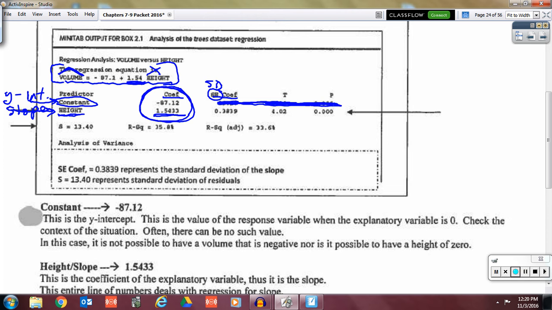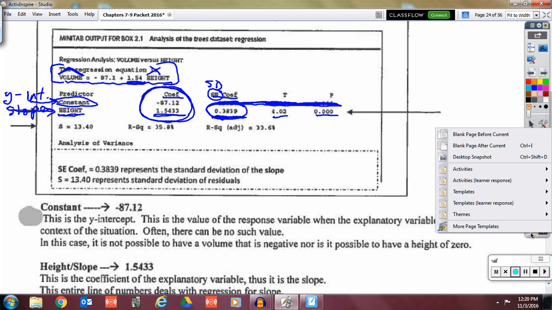Okay? Now, we are interested, and we're going to learn about what this slope standard deviation is. This slope standard deviation is 0.3839. We'll talk about what that means. This t-score and p-value we'll eventually use, but not until next semester. So I'm not going to cross those out, but we don't use those yet. All right, so at this time, let's talk about what this standard deviation of the slope means.